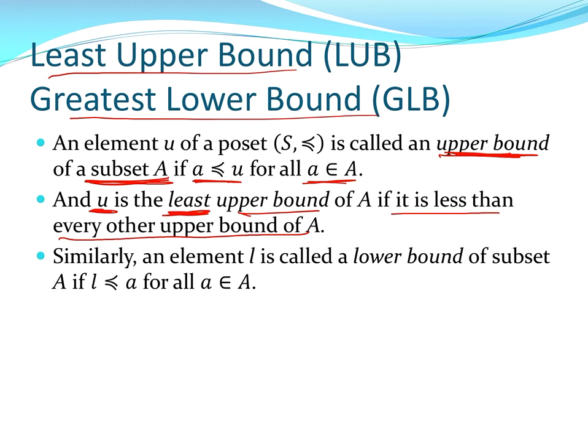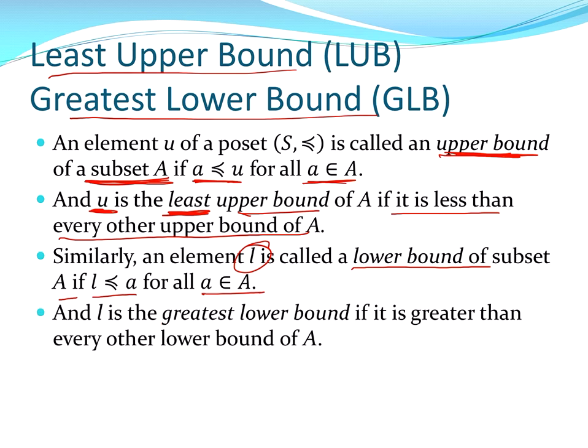And then we have the concept of a lower bound. A lower bound L on a subset A is less than or equal to a for all a in the set A. And the greatest lower bound: L is the greatest lower bound if it is greater than every other lower bound of A.